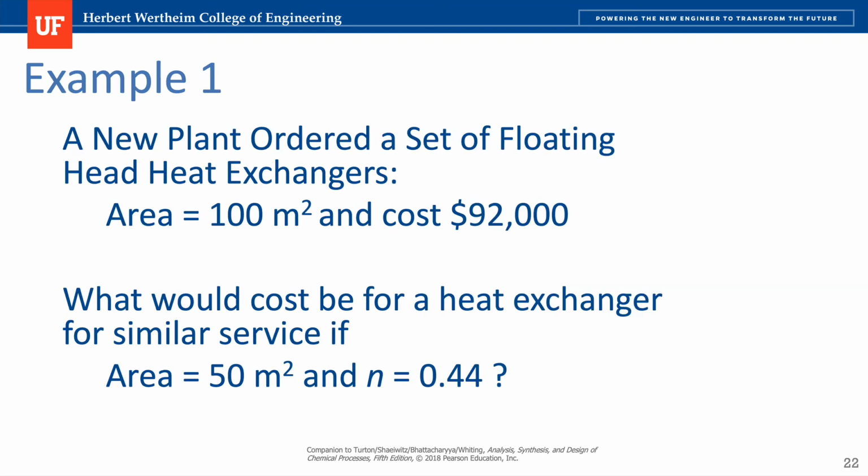This is an example. A new plant orders a set of floating head heat exchangers. This is the area and the cost for that particular equipment. What will be the cost for a heat exchanger for a similar service, if the area of that new equipment is 50 square meters and the exponent for that type of heat exchanger is 0.44?